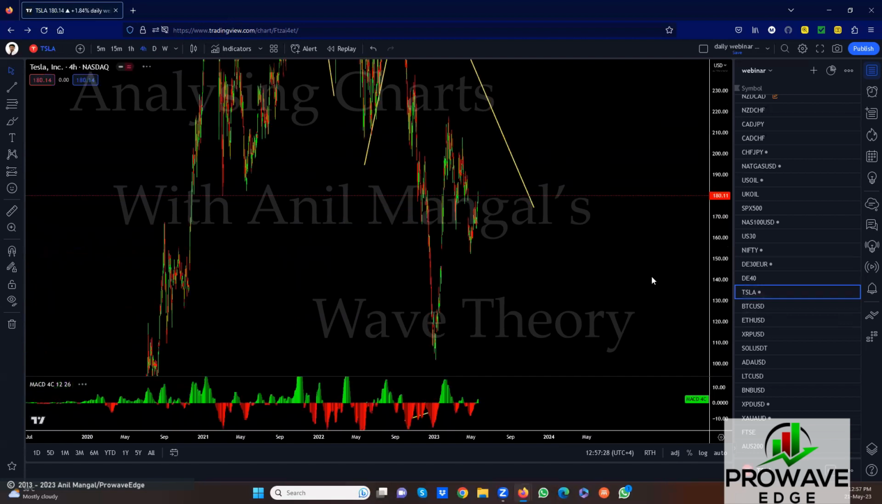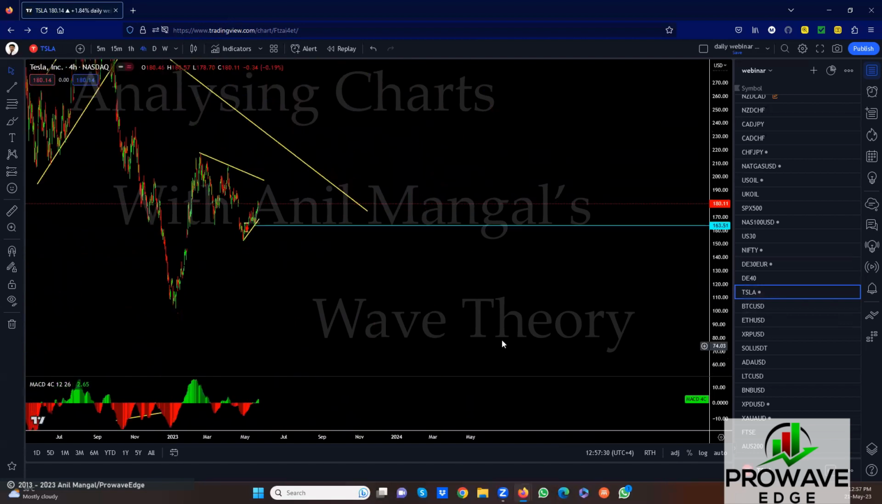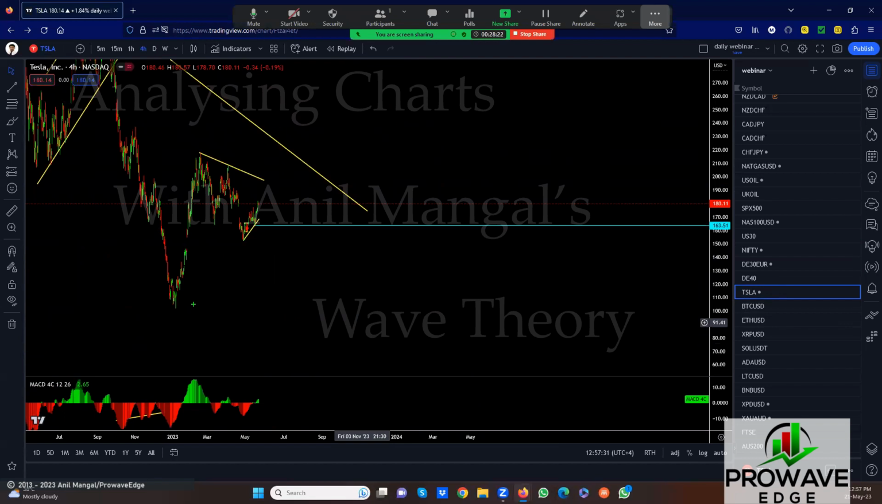Tesla. Okay, so we're consolidating more here, right? They're kind of consolidating more in this range. And if they do this, they'll drop one more. This will eventually break out.